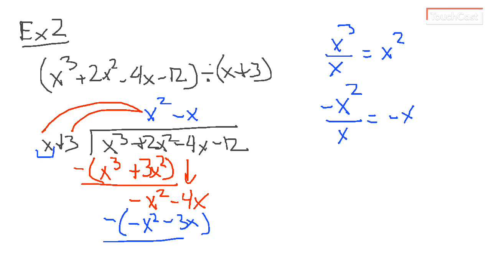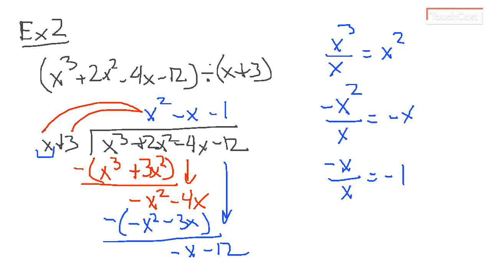And we subtract the entire expression. The first term, we're always going to be getting rid of that. When we go negative 4x minus negative 3x, we're going to get a negative x. And we bring down the minus 12. So now we ask ourselves, if we have negative x, how many times does x go into that? Well, the answer is negative 1 times. So we write minus 1. We multiply x plus 3 by minus 1. We get negative x minus 3.